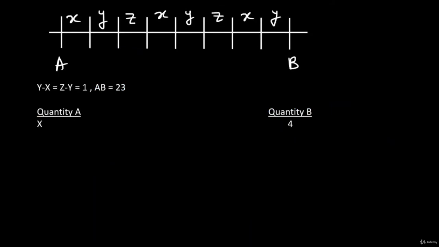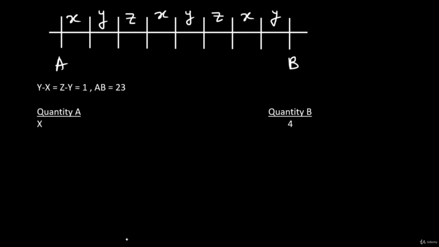Let's do this question. Over here, you have point A and point B and then different lengths are marked as X, Y, Z, X, Y, Z, X, Y. Now the question stem says Y minus X is equal to Z minus Y is equal to 1 and A into B is equal to 23. Now quantity A is X and quantity B is 4.